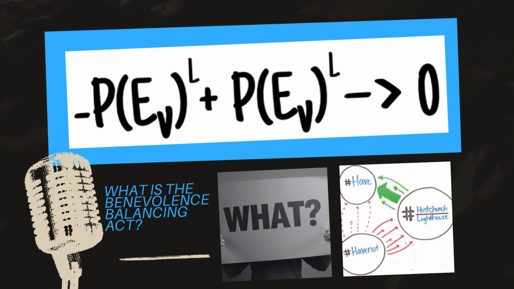So the full equation, negative p, open parenthesis, e sub v, close parenthesis, exponent L plus positive p, open parenthesis, e sub v, close parenthesis, exponent L, now comes into focus. It means we are taking someone with a specific surplus, in a specific context, at a specific location, and connecting them with someone who has a specific need of their surplus, with a specific context, somewhere in that same zip code. And what does the arrow 0 mean?